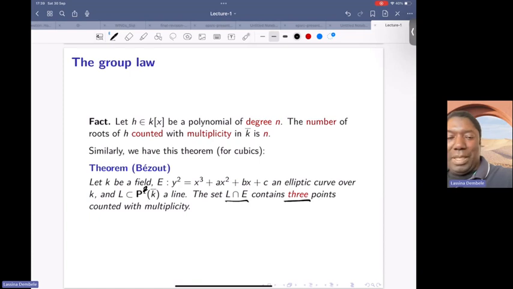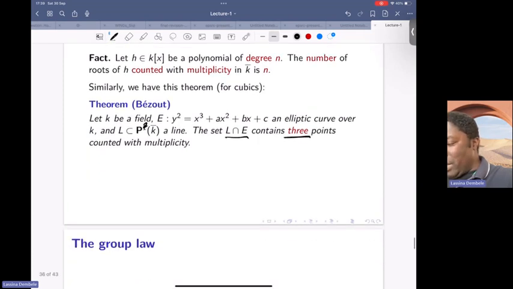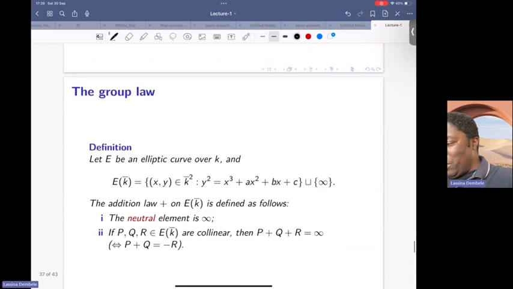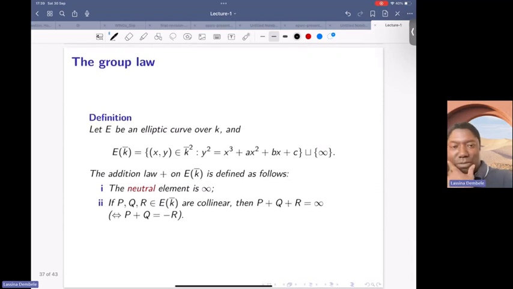I did discuss this part a bit in the notes, to give you more context about the statement of the Bezout theorem, so you could look at the notes, and if you have any additional questions, you can always come and ask, and I'll be happy to expand on those things that I just mentioned. Okay, so now that we have the Bezout theorem, we can now define what the group structure is.